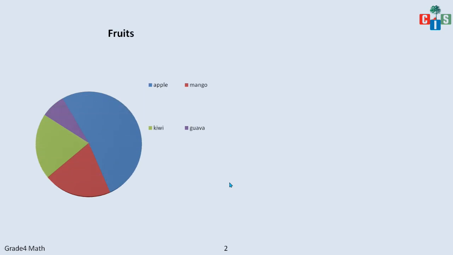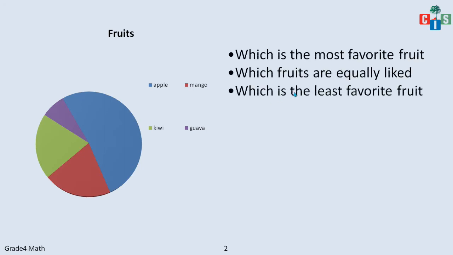Yes, we have the circular chart, and the chart represents the fruits liked by people. Now blue is for apple, orange is for mango, green is for kiwi and purple is for guava. Let's answer certain questions based on this circular chart. Which is the most favorite fruit? Obviously the most colored part. So apple is the most colored part, so apple is the most favorite fruit.